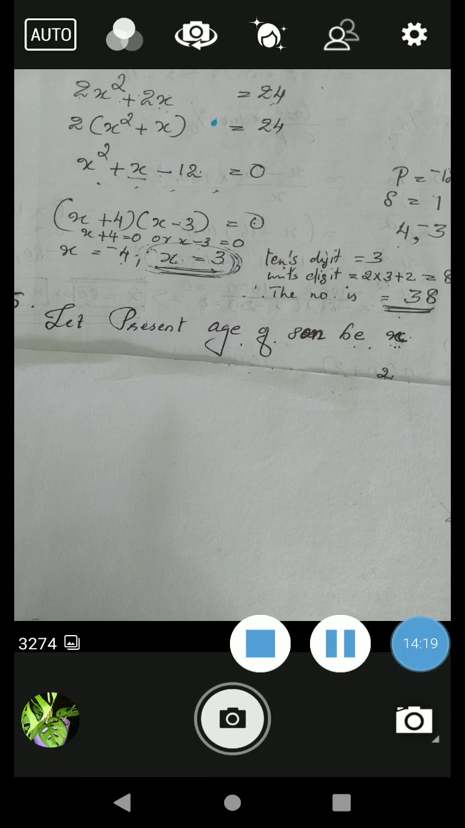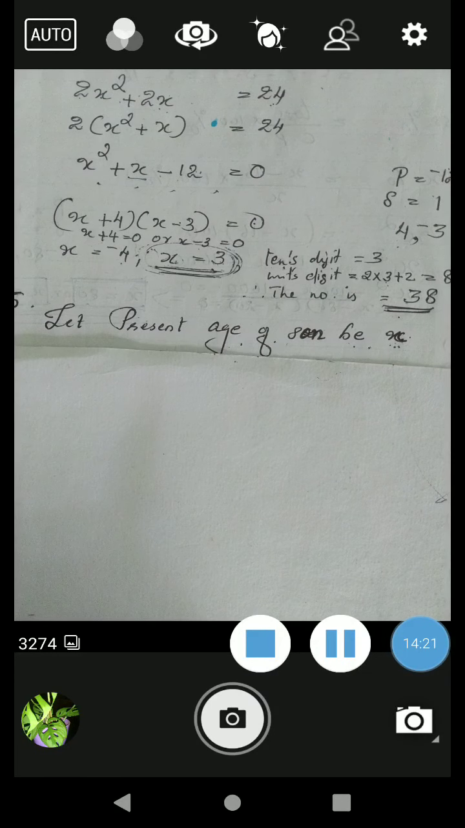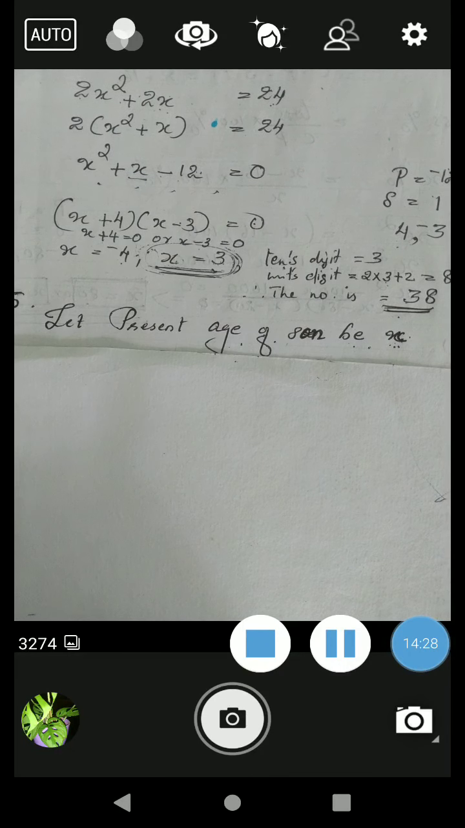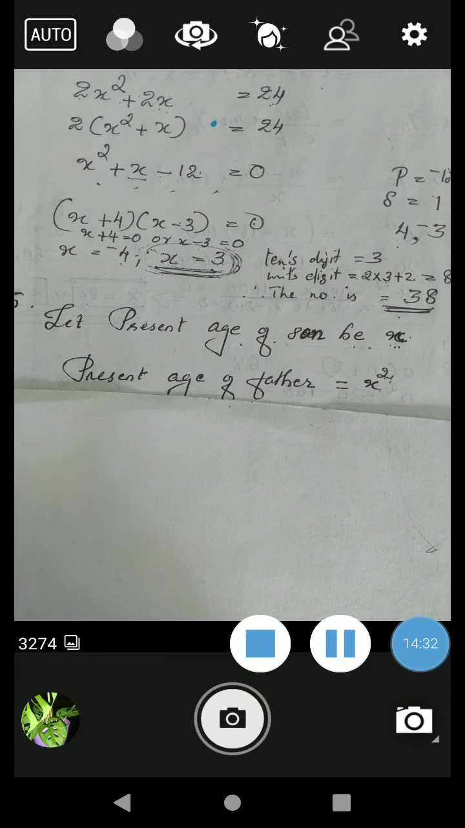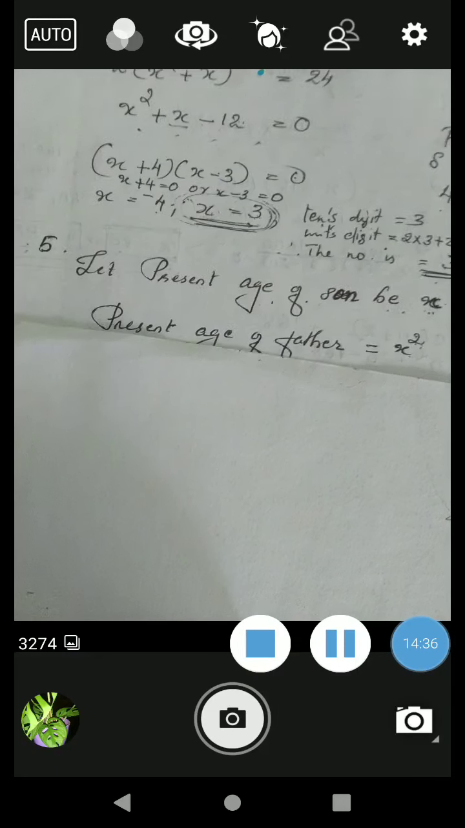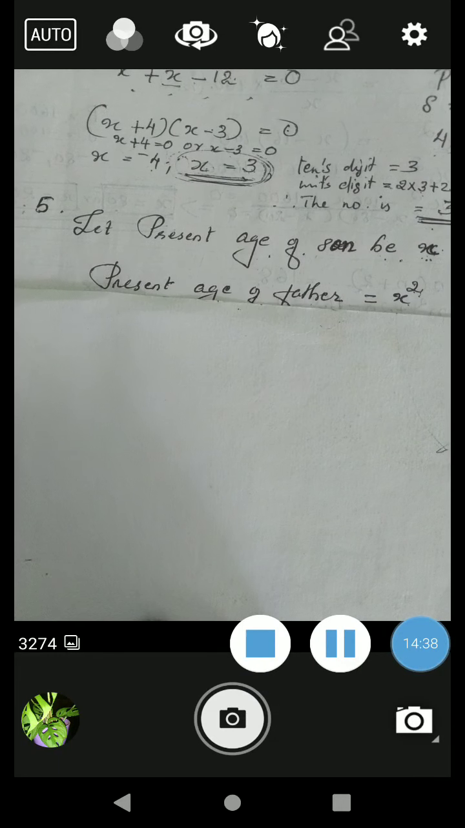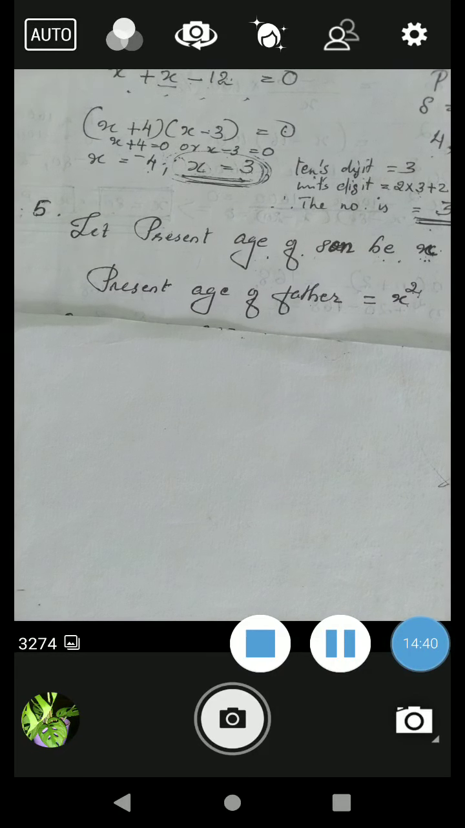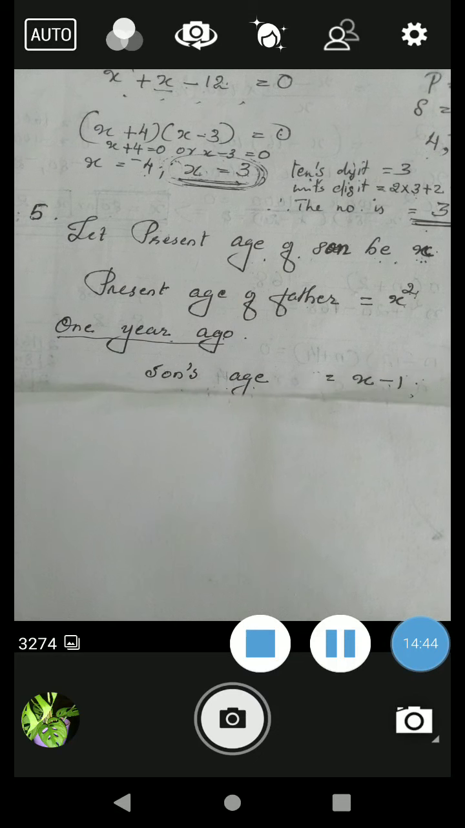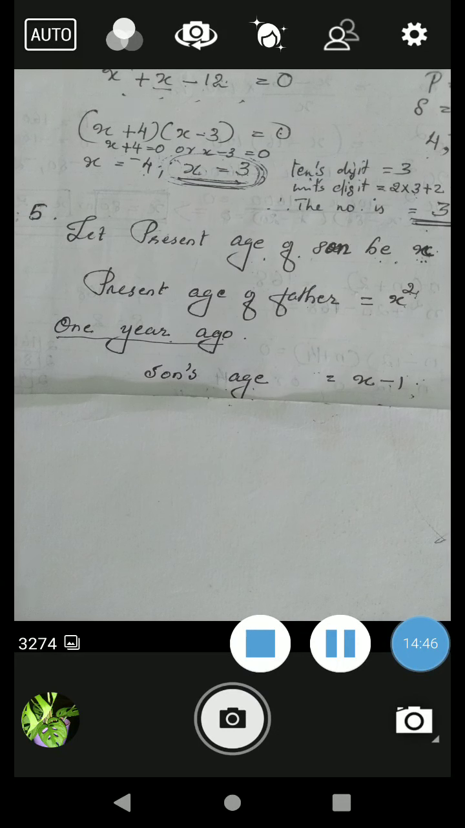Let present age of son be x. And now man's age is equal to the square of his son's age. Therefore, present age of man, that is father, is x square. Now we can write what their ages were 1 year ago. So 1 year ago son's age is x minus 1.